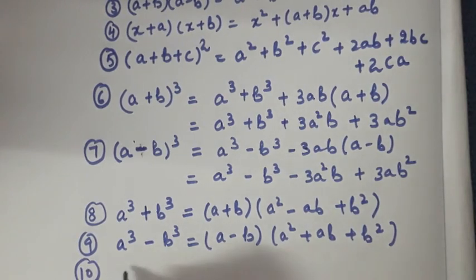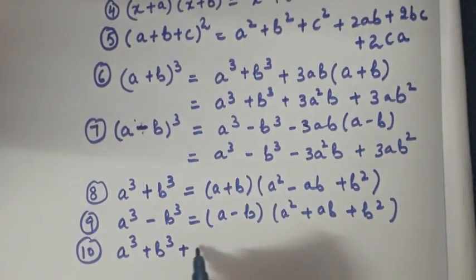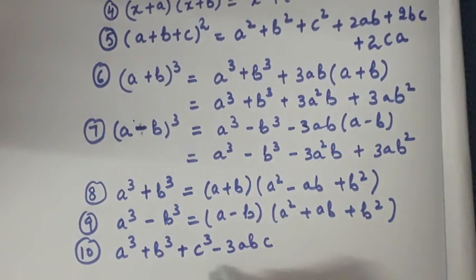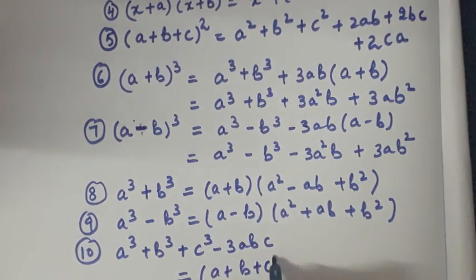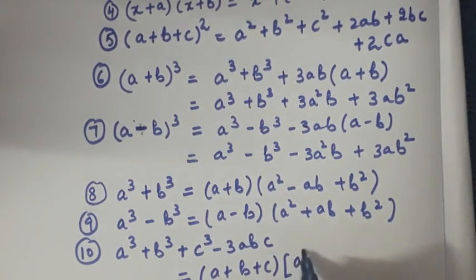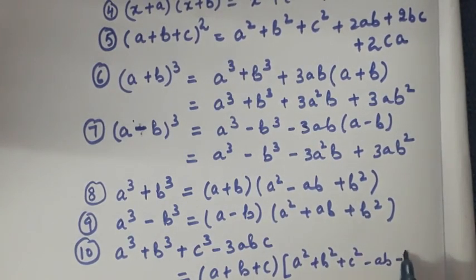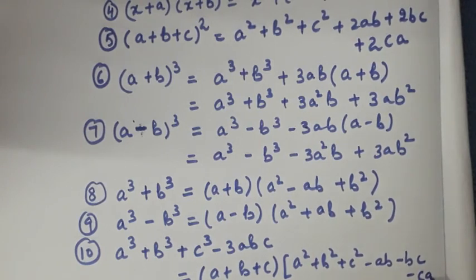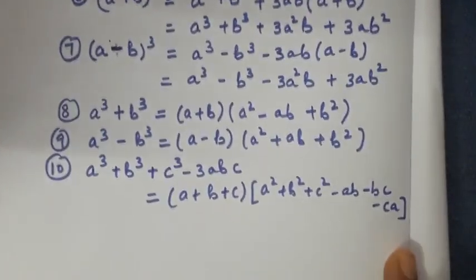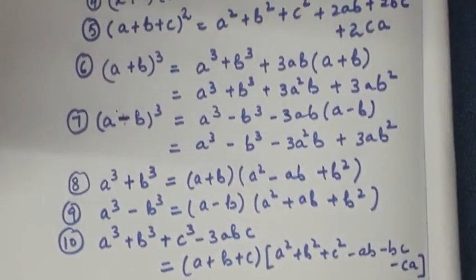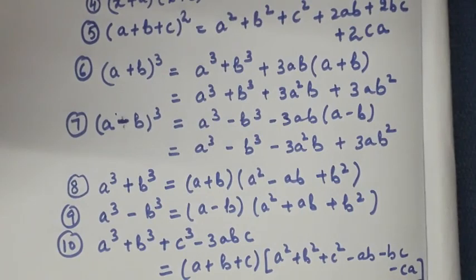The 10th identity, which is very important, is a cube plus b cube plus c cube minus 3abc, which is equal to a plus b plus c in bracket a square plus b square plus c square minus ab minus bc minus ca. Okay, these are all the identities. Now we will discuss some questions based on these identities.